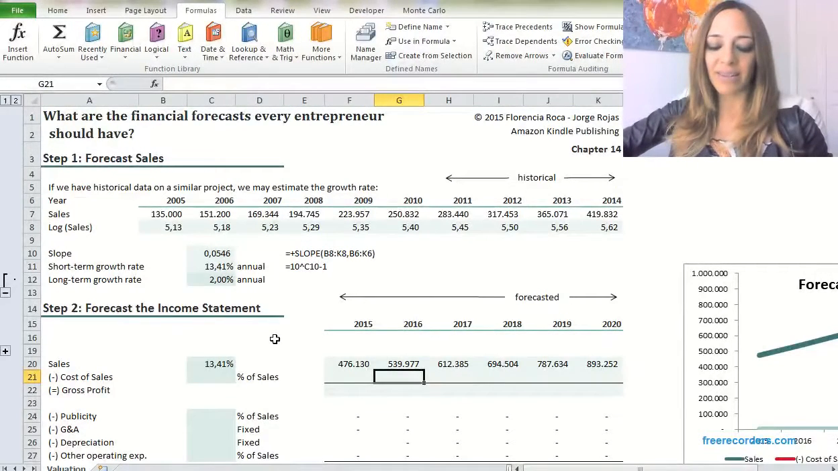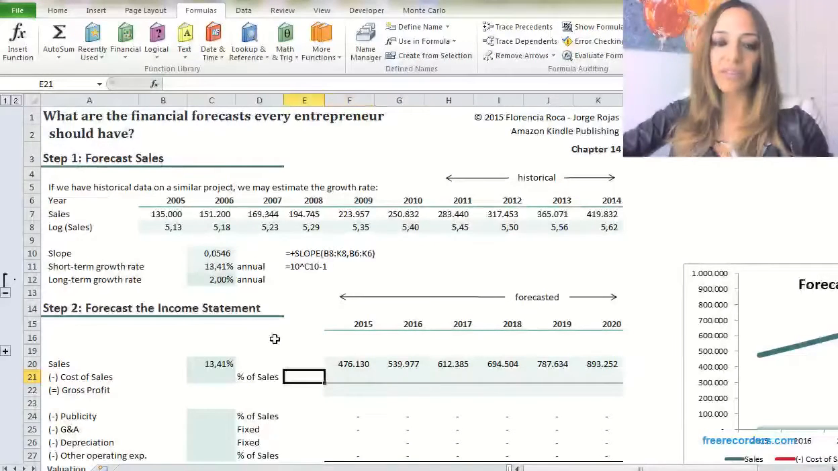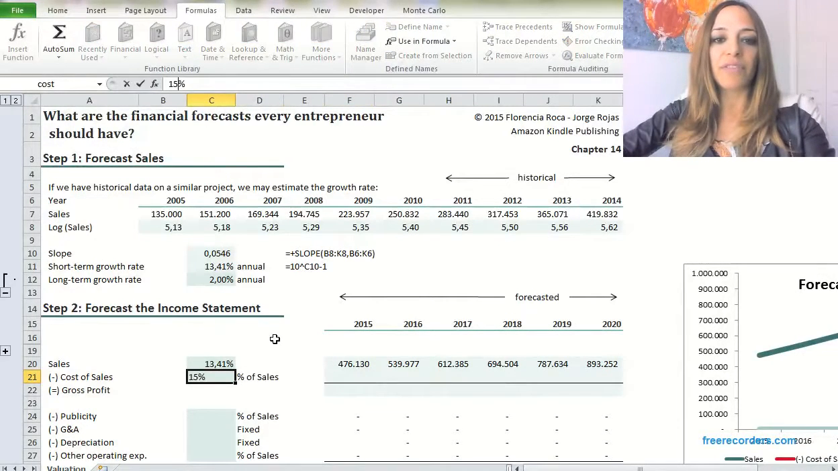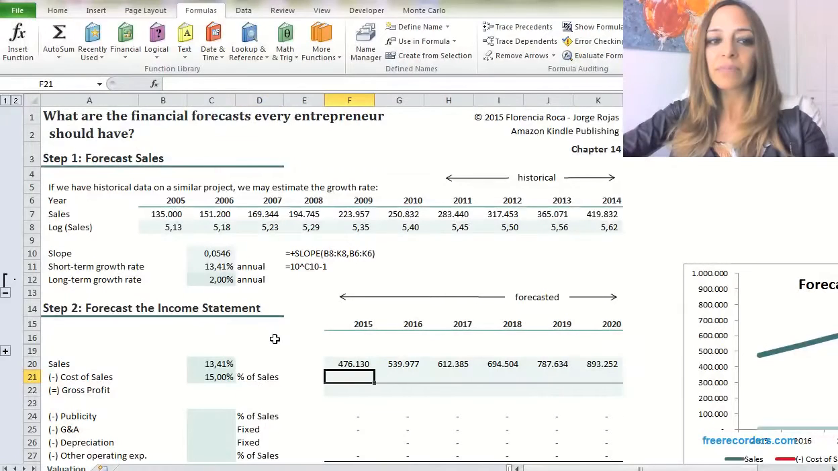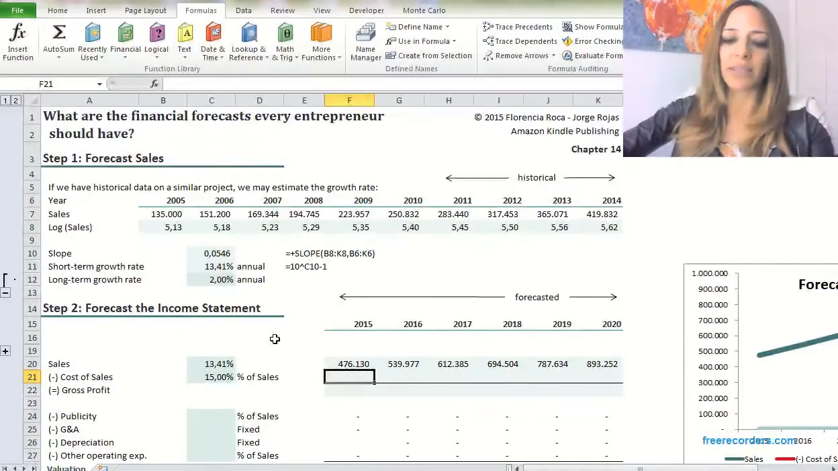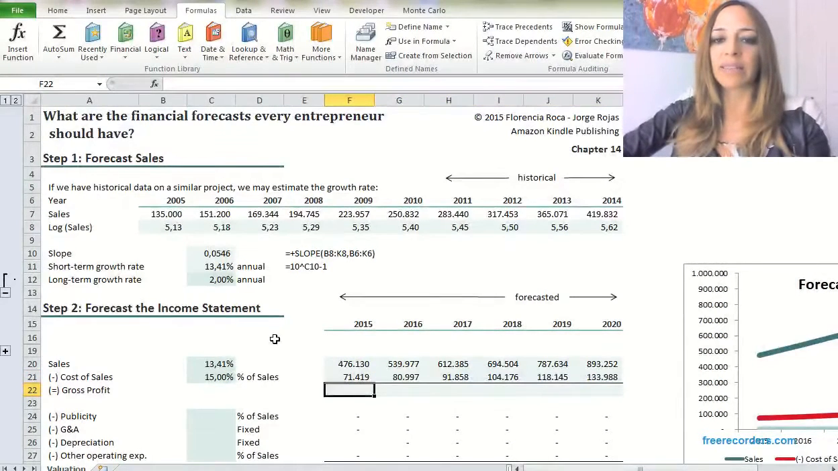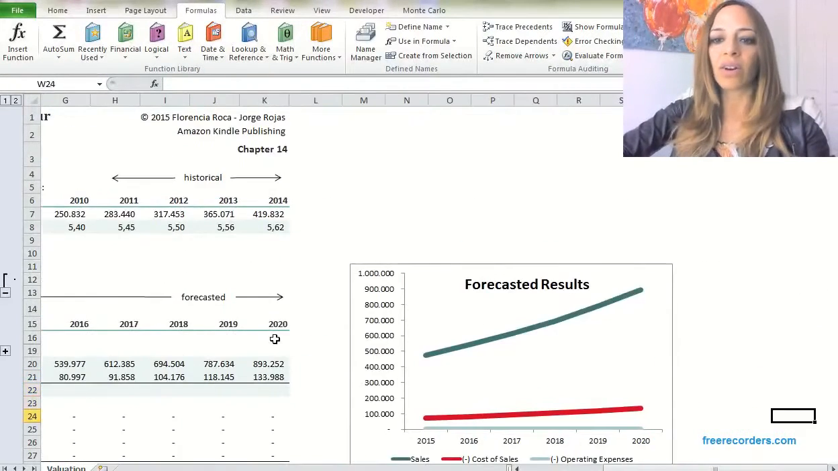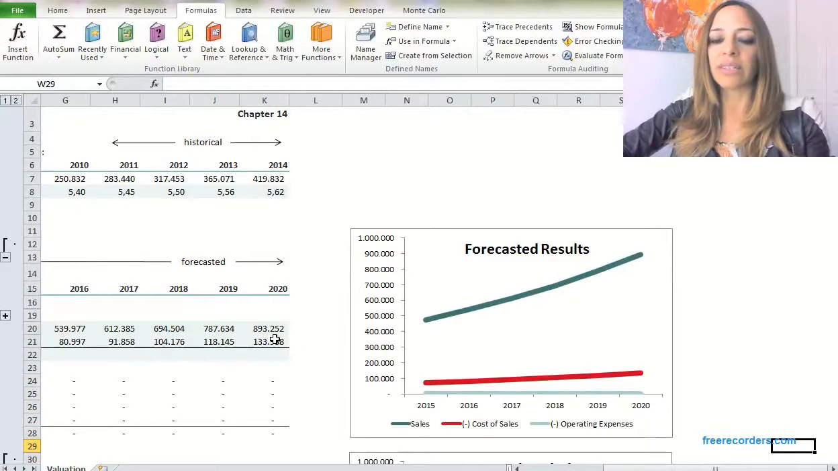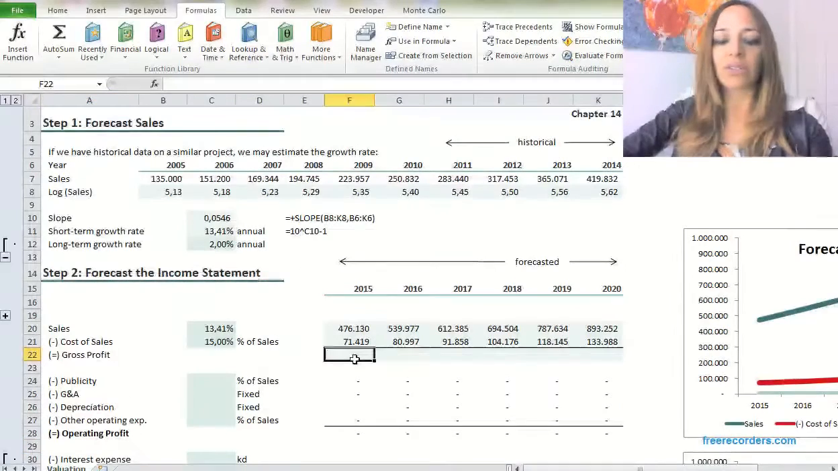Then we need an estimation for the cost of sales. Let's assume 15% of sales. This would be a variable cost, so sales times 15% for each year. As sales are increasing, cost is also increasing, as you can see. Now, the gross margin or gross profit will be sales minus the cost.